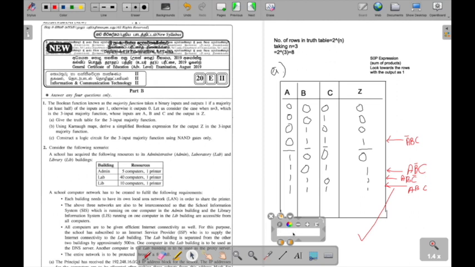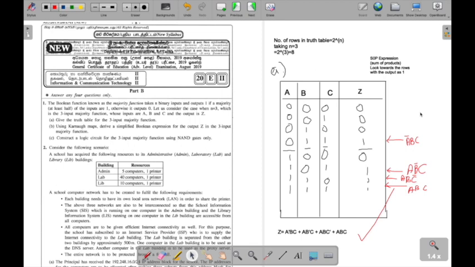So therefore the final expression you can obtain is Z equals A inverse, which can also be represented by a bar, B C plus A B C plus A B C inverse plus A B and C. So now we have the final output of the truth table as this. So now that you have obtained the first answer, you will get full marks for the first answer.